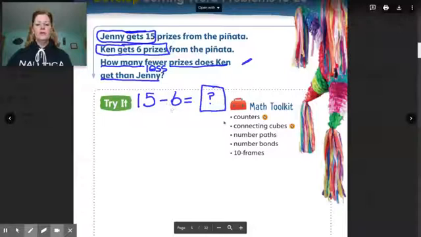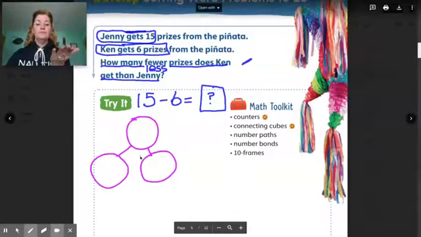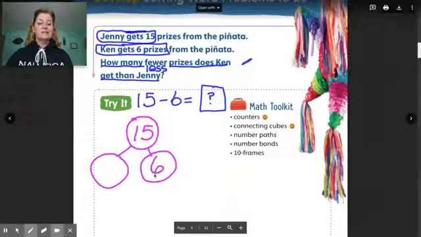So we could totally do a number bond on this one. We didn't do a number bond on the last lesson. So we have 15 minus 6. And if you remember, when we subtract, do we start with a part or do we start with a whole? Tell me. We start with a whole. So what's the whole here? Is it 15 or 6? Yep, it's 15, which means that 6 is one of the parts. And this is our mystery number. This is how many fewer Ken gets. And part plus part equals whole. So 6 plus something equals 15.